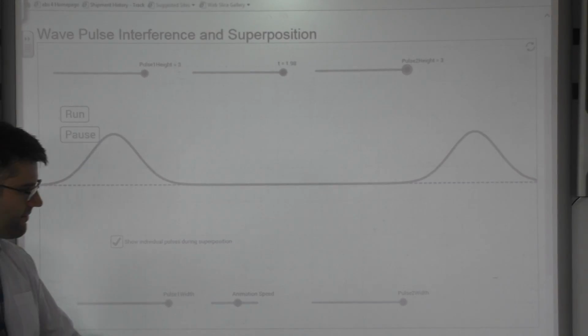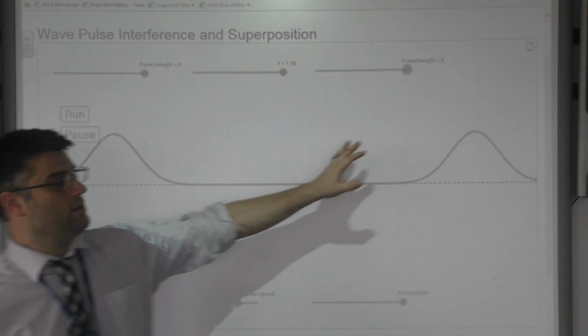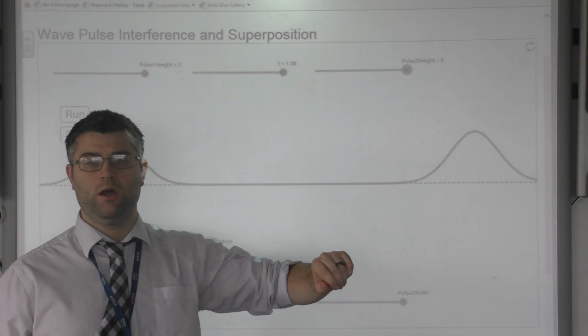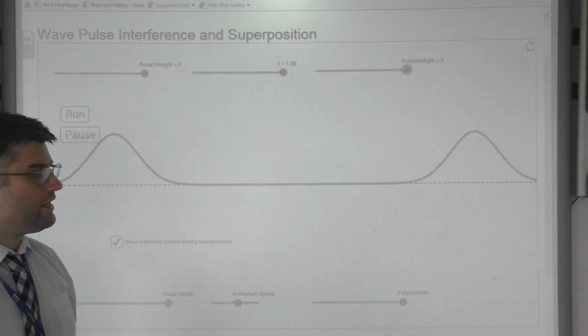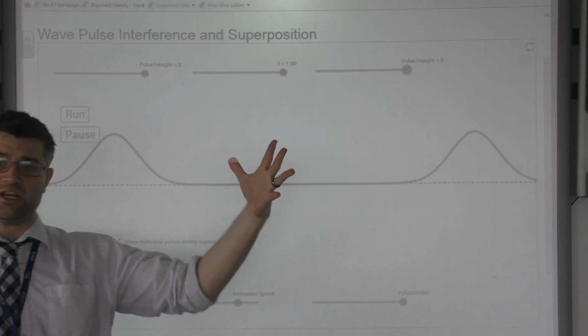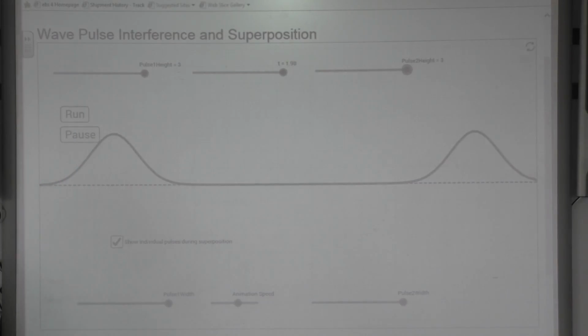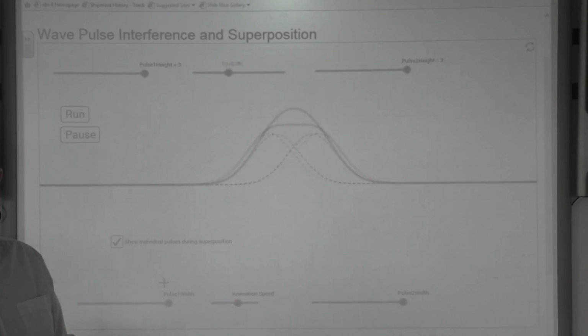So this is our first animation. What we've got here is two waves. We've got a wave here, we've got a wave here. Very simple situation. One wave is going to be travelling in this direction, this wave is going to be travelling in this direction. And they are going to superpose one upon the other. And we'll watch what happens when that happens. So this will keep going backwards and forwards, and we'll just talk over it.